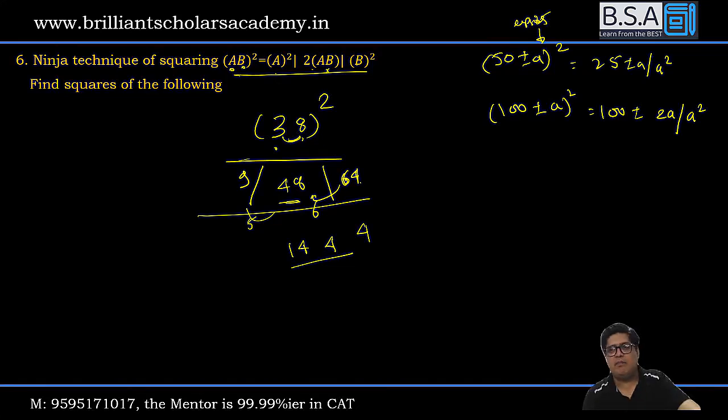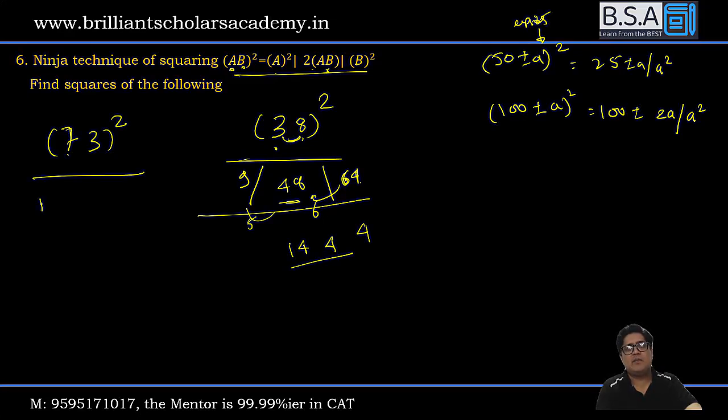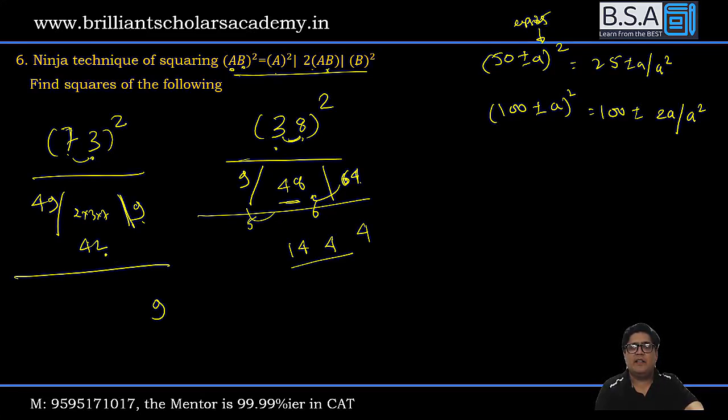It's a universal method, it does not matter whether the number is close to 50 or far, it will work. If I have a larger number, I am looking for 73 square. All you have to do is look at what is A, what is B. A square slash B square, 9. In the middle, it is multiplication and double. 7 into 3, 21. 21 doubled. Basically 2 into 3 into 7. 42. So what happens? This 9 will remain. This 2 will remain. This 4 goes in the carryover. So 5, 3, 2, 9. Your job is done.